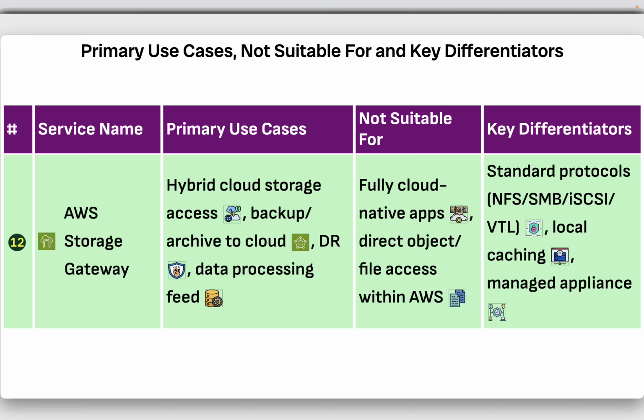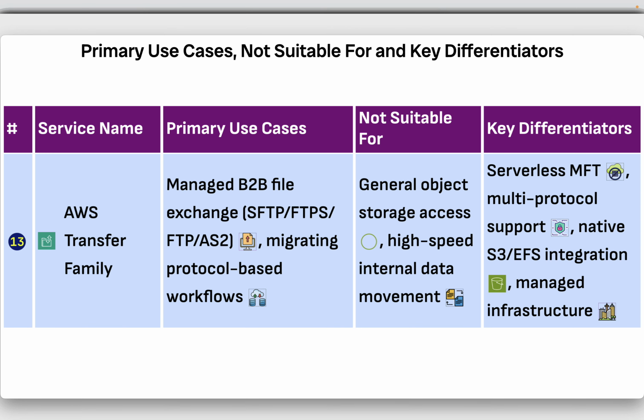Next, AWS Storage Gateway. Primary use cases are hybrid cloud storage access, backup/archive to cold storage, disaster recovery, and data processing feed. This is not suitable for fully cloud native apps or direct object/file access within AWS. Key differentiators are that it supports standard protocols like NFS, SMB, iSCSI, and VTL. It offers local caching and a managed appliance. AWS Transfer Family. Primary use cases are managed business-to-business file exchange through protocols like SFTP, FTPS, FTP, and AS2.